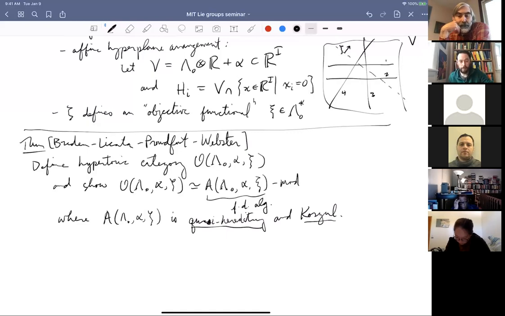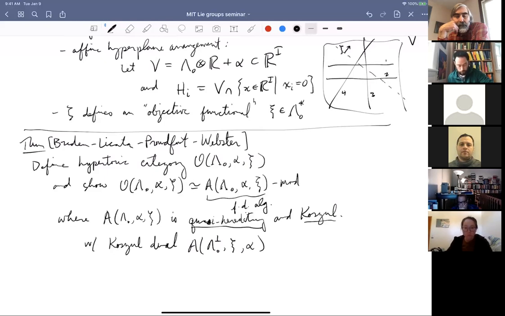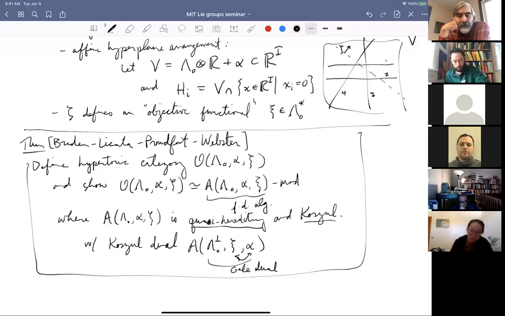So it has a grading. And they show that the Koszul dual is in category O for what's called the Gale dual. So we can take the perpendicular lattice, lambda naught perp, and then switch the roles of alpha and Xi. This is the Gale dual data. So this picture looks a lot like the integral regular blocks of ordinary category O.